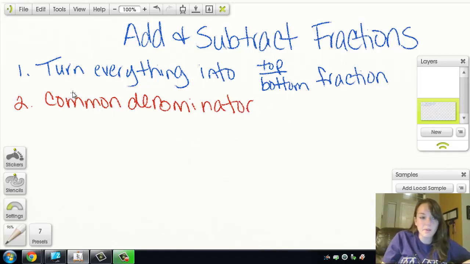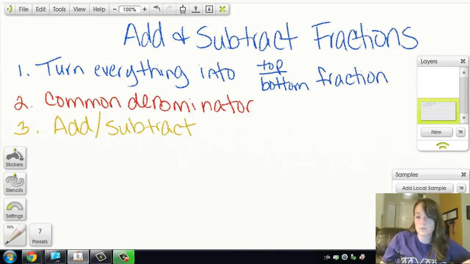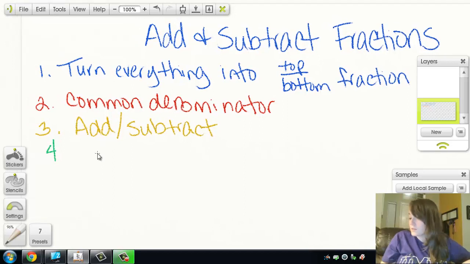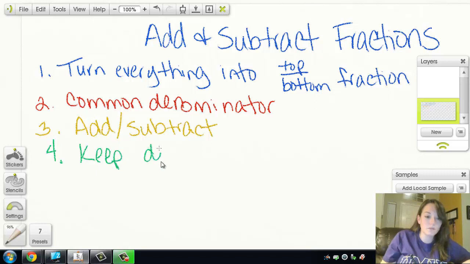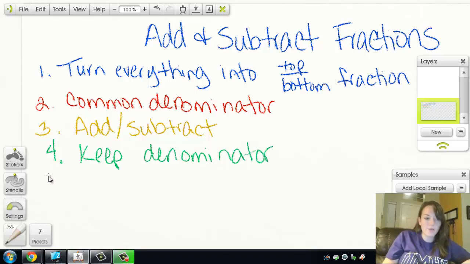Step 3 is to add or subtract depending on what it's telling you to do. Step 4, move it over. Step 4 is keep denominator the same. We don't add denominators. And step 5 is to simplify and make a proper fraction.